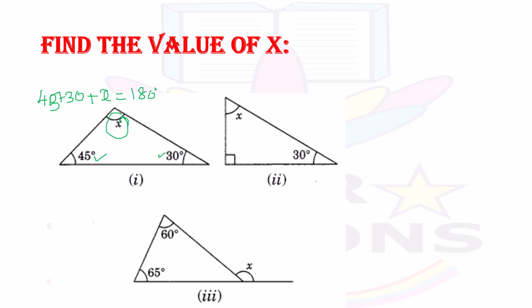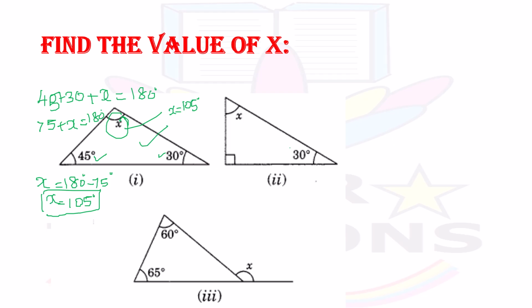Then just go with the linear equation property. So 75 plus x equal to 180. Then what is x equal to? X equal to 180 minus 75. Then what will be the answer? 180 minus 75 is nothing but 105 degree. So we have found the answer, x equal to 105 degree. First problem is over. Now we'll come to the second problem.